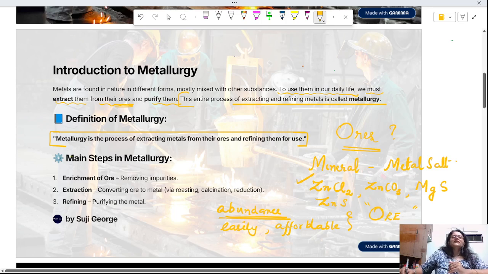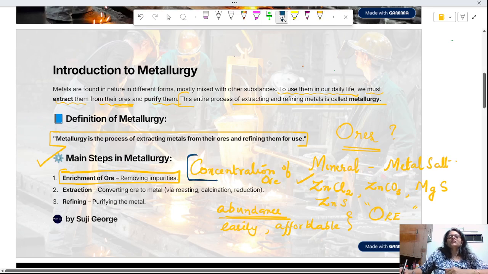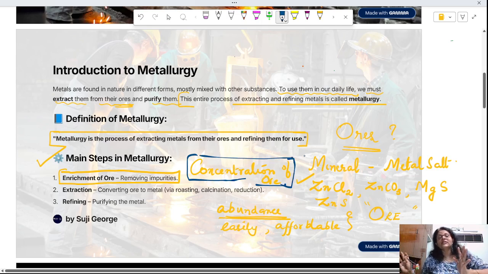Okay, so there are three main steps in metallurgy. One is the enrichment of ore, another name is concentration of ore. Enrichment or concentration of ore is the first step. Now we will just learn it as removing the impurities.